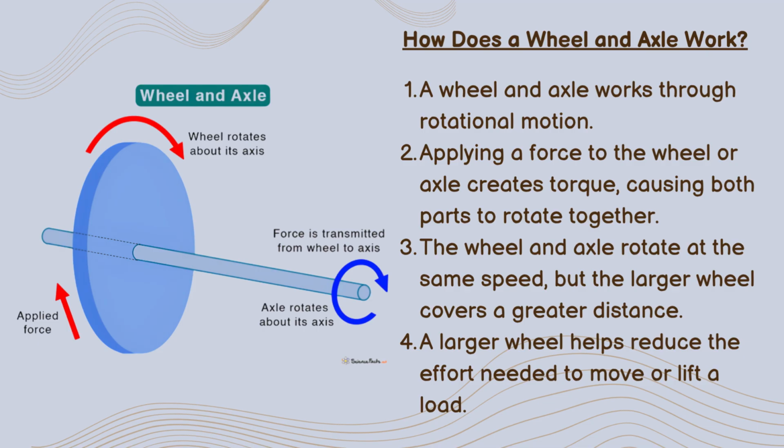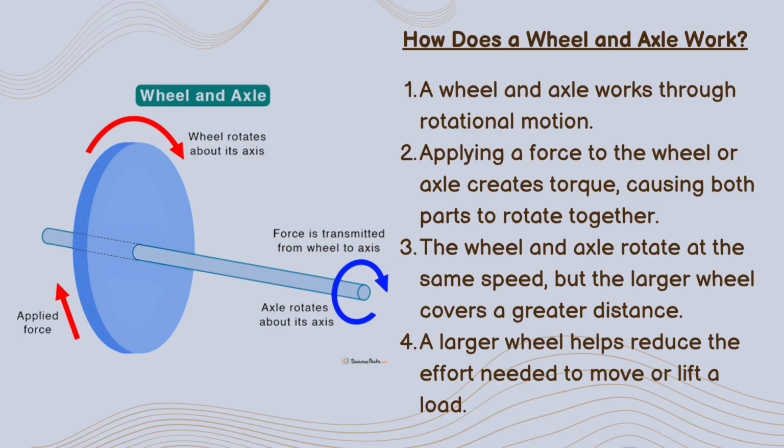Now, how does a wheel and axle work? A wheel and axle works through rotational motion. Applying a force to the wheel and axle creates a torque, causing both parts to rotate together. The wheel and axle rotate at the same speed, but the larger wheel covers a greater distance. So, a larger wheel helps reduce the effort needed to move or lift a load.